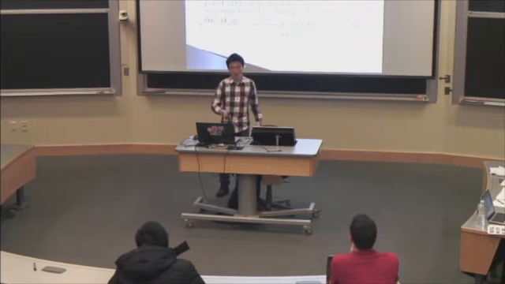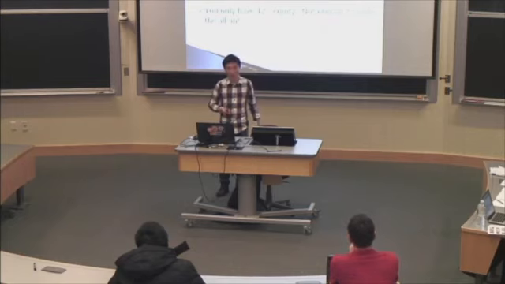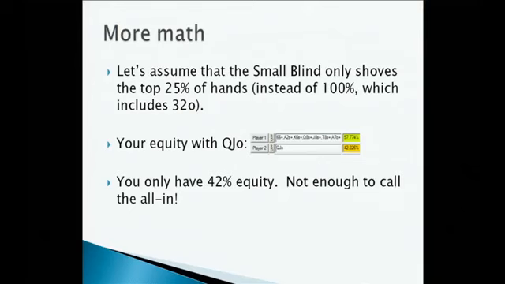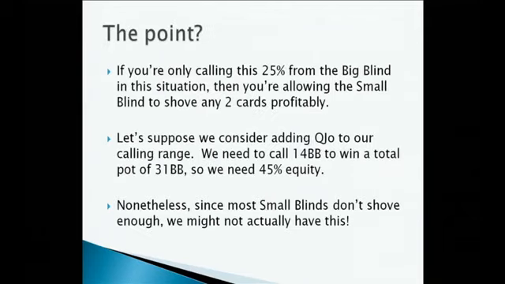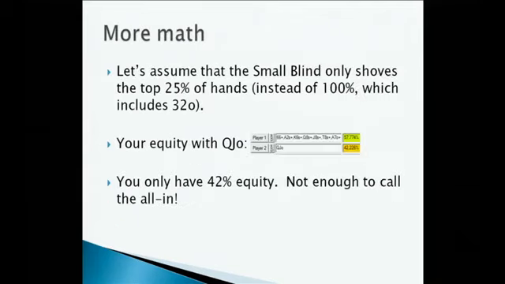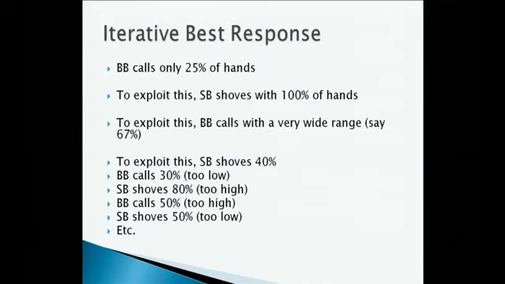So we can do a calculation with queen jack. Let's assume the small blind only shoves the top 25% of hands instead of 100%. Then your equity is only 42%. And what equity do we need to call all in? We need to call 14 big blinds, and if we call, the pot will be 31. So we need 14 over 31, which is about 45% equity. We only have 42, so we actually shouldn't call anymore. So it's possible the big blind's play is correct, but the point is someone's play isn't correct. I also wanted this example to give you another idea of what optimal Nash equilibrium play is.